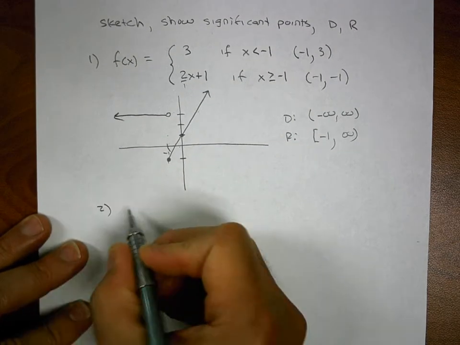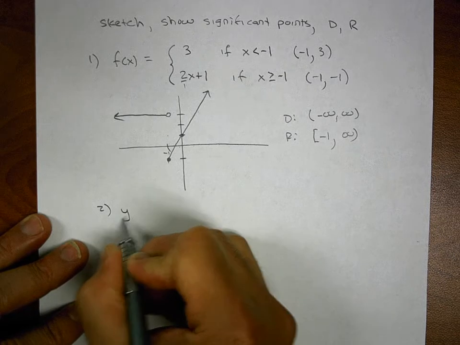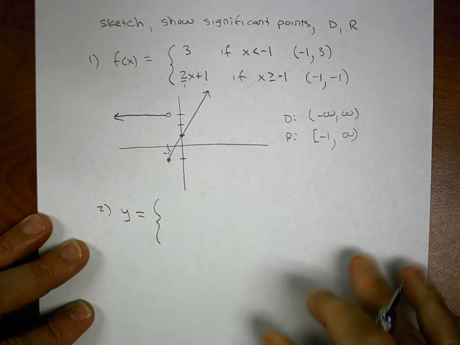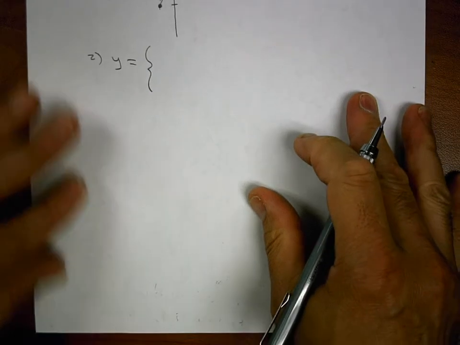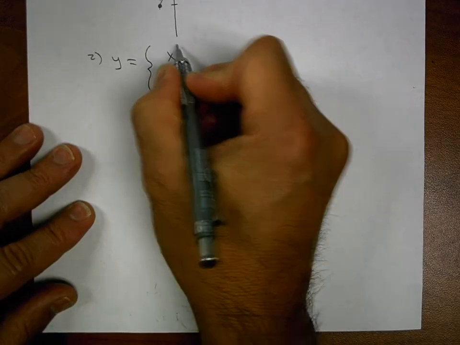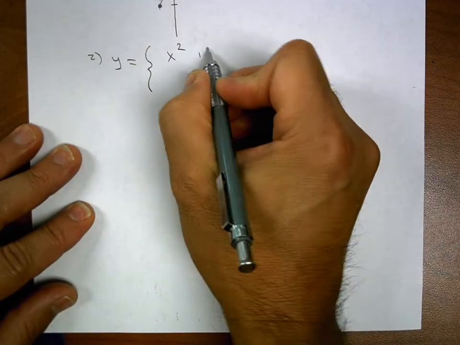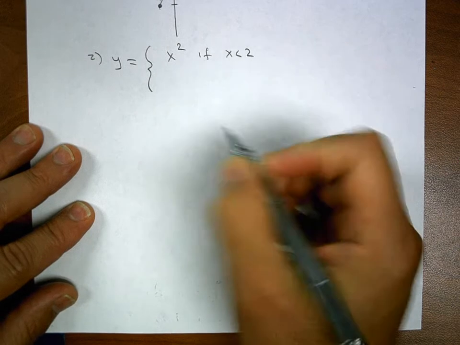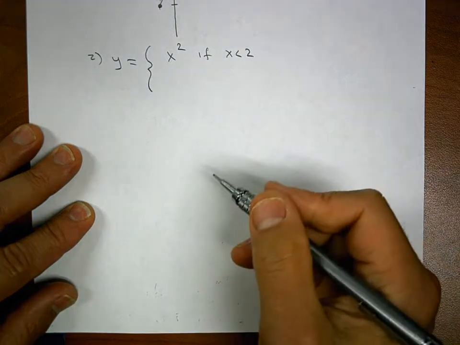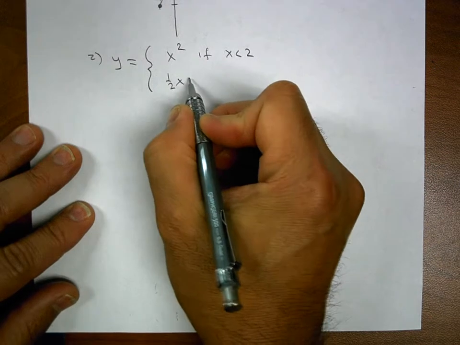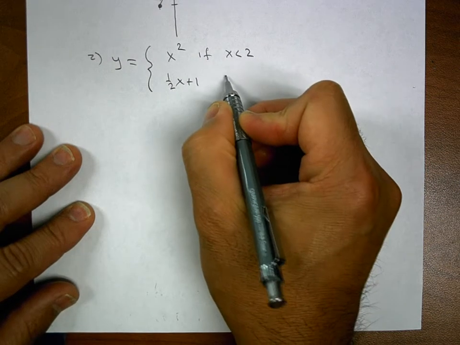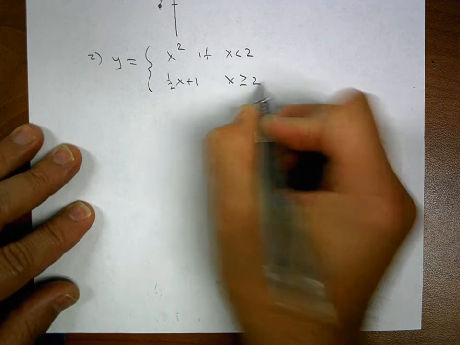Okay, number 2. Y is equal to, we'll do two pieces. Okay, y is equal to x squared if x is less than 2, and 1/2 x plus 1 if x is greater than or equal to 2.